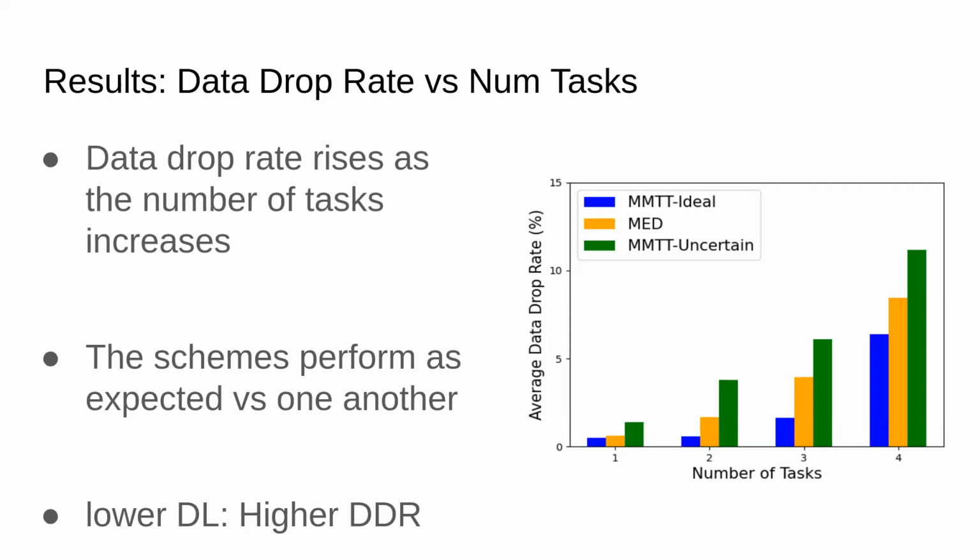Now, you might be wondering why with 3 tasks and 10 workers, the data drop rate is different than in the experiments where we varied the number of learners. That's because I've set the deadline lower for this task.